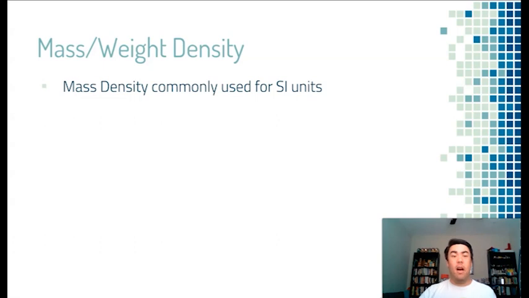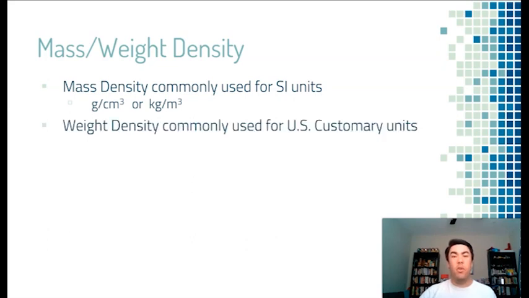So mass density is commonly used for SI units. So we have units like grams per cubic centimeter or kilograms per cubic meter. Weight density is commonly used for US customary units. We'd have pounds per cubic inch or pounds per cubic foot. Although density is often defined as the mass per unit volume, weight density is commonly used to express density when using US customary units. In the curriculum, density will refer to either mass density or weight density depending on the measurement device and the measurement system being used.